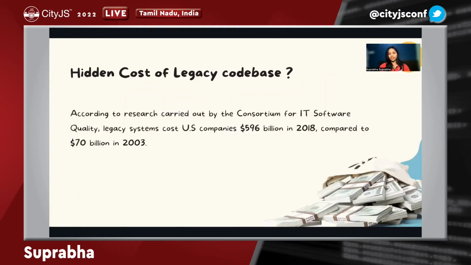So yes, definitely. From the research I found, by the Consortium for IT Software Quality, in 2003 it was $70 billion, but in 2018 it is $596 billion. So you can see the difference, right? There can be multiple reasons, but there were two most important ones. The first was staff costing, and the second was technical debt.